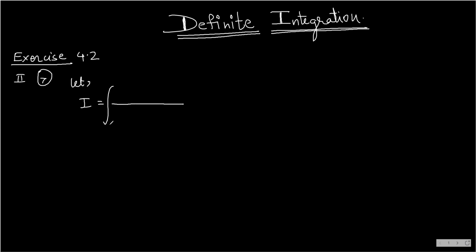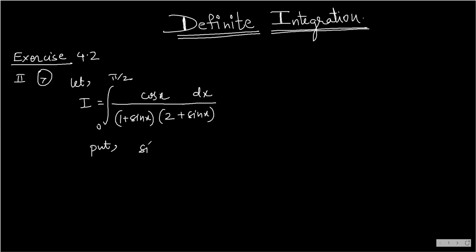Let I equals the integral from 0 to pi by 2 of cos x dx divided by (1 plus sin x) multiplied by (2 plus sin x). Down here I see sin x in two factors, so I will go for substitution.